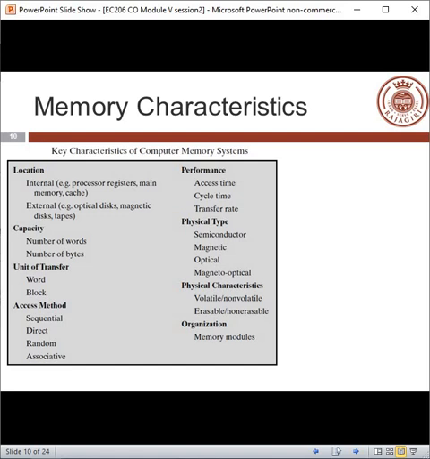Then the unit of transfer. In a small memory, we say the number of words it can transfer per unit time. In a large memory, normally we consider the number of blocks it can transfer. Block means a set of words. Now, inside the memory, we have different word addresses, and corresponding to each word address, we have a storage location. To access a particular location, we have different access methods.